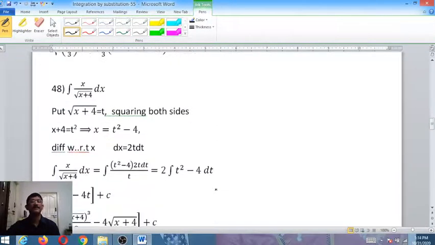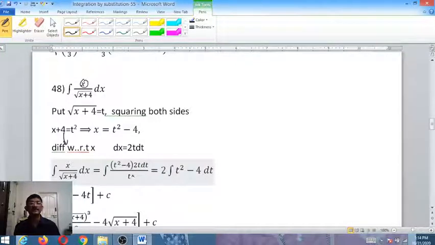So these are very simple problems. Integral of x divided by root of x plus 4. Again you take root of x plus 4 as t. Squaring both sides, x plus 4 is t square, so x is t square minus 4. Differentiate this with respect to x: the derivative of x is 1, so dx equals 2t dt. In the place of x you write t square minus 4, and in the place of dx, 2t dt, divided by root of x plus 4 which is t.